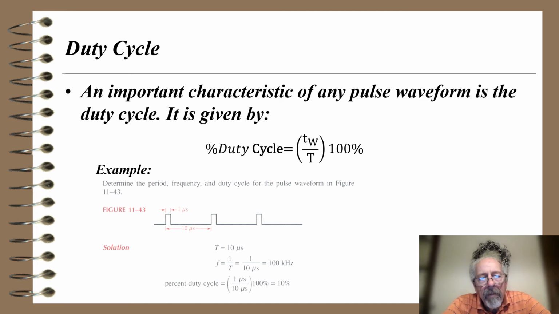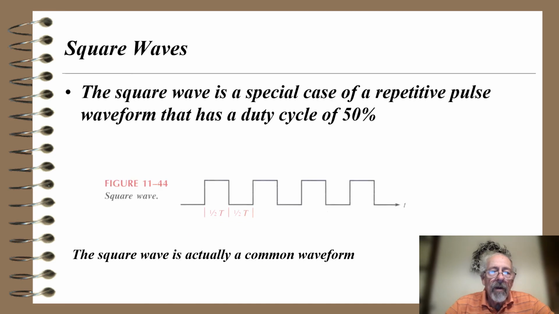So, a very important aspect of pulse waveforms is what we call the duty cycle. An important characteristic of any pulse waveform, the duty cycle is given by the percentage of on time to the period of the pulse times 100%. So here we have an example which shows the pulse is on for 1 microsecond and the period of the pulse is 10 microseconds. So it turns out the percent duty cycle is 10%. It's on for 10% of the time, off for 90% of the time. What about square waves?